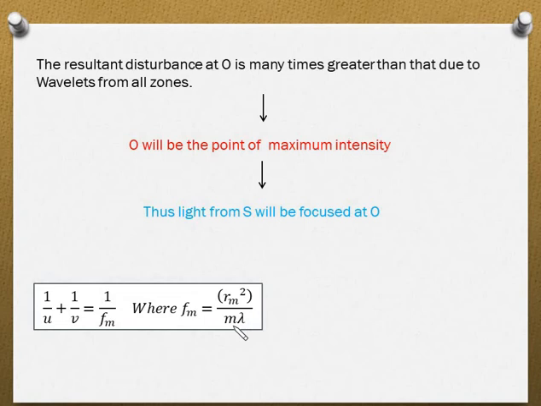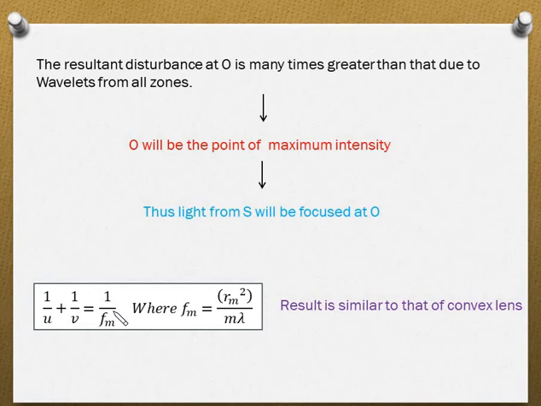This is just rewriting that equation where we found Rm square is equal to UV by U plus V times m lambda. And if you notice it carefully, this is exactly similar to the result for a convex lens, where we have a similar formula. So that means light is focused. But there are certain differences.